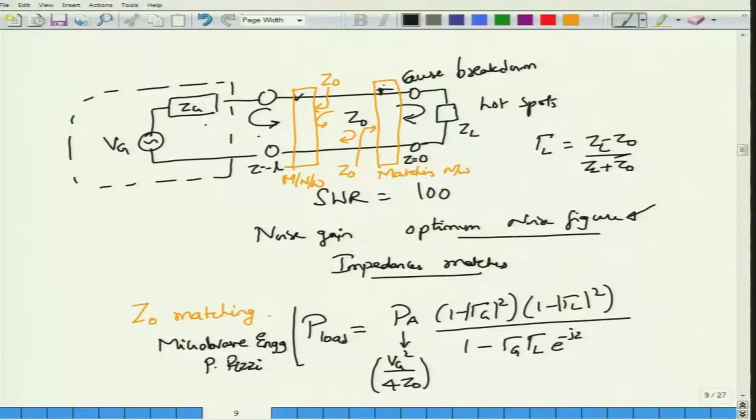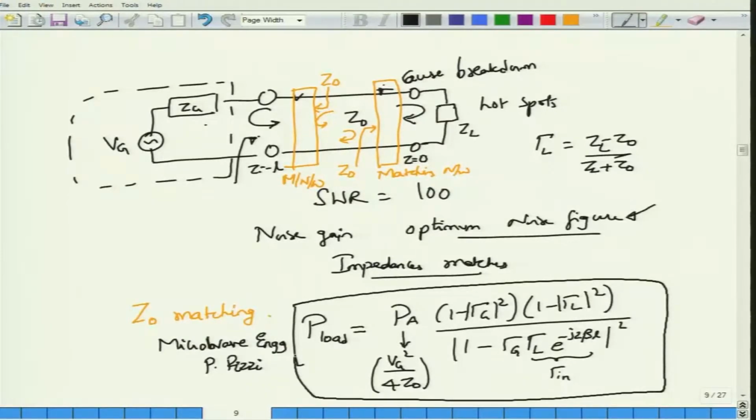So, this would be minus j2βL, this magnitude squared. You can think of this Γ_L e^(−j2βL) as the input reflection coefficient, something that you would see at this point. So, you will see that the total power that is delivered to the load is reduced from the available power by these factors. Now, observe a very important thing.